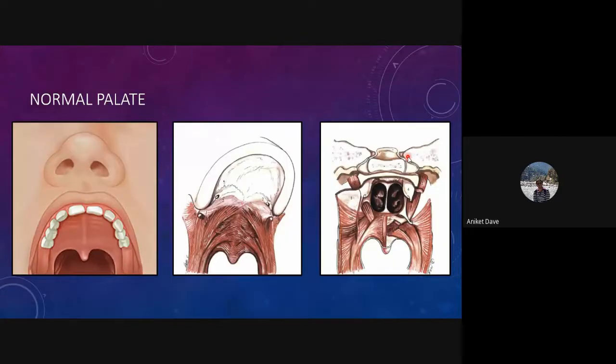Similarly, if we have a look at the normal palate, this is what it looks like. There's a hard palate anteriorly, which is bony, and posteriorly is a soft palate, which is a more muscular structure. There are so many muscles in the soft palate, the most important one being the levator veli palatini. This forms a continuous sling, as you can see in the middle image. This, what is labeled as number 6. Now, this sling of muscle, the levator veli palatini, is very important for the functioning of the palate.